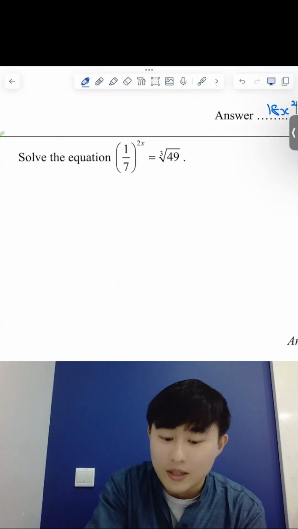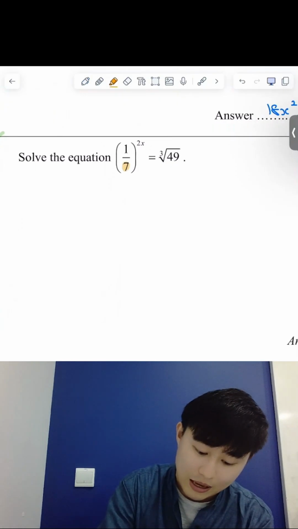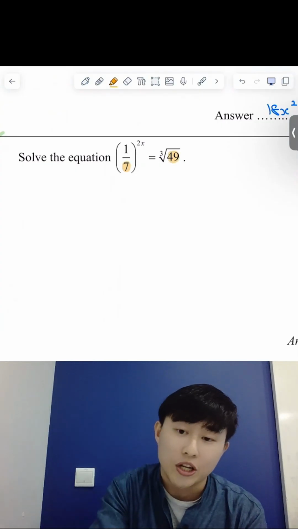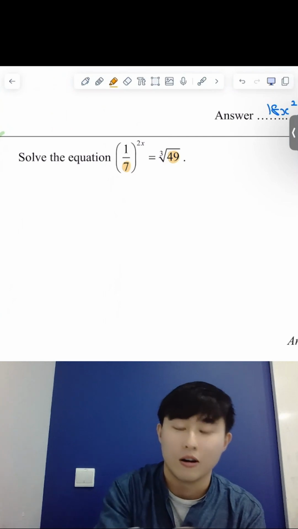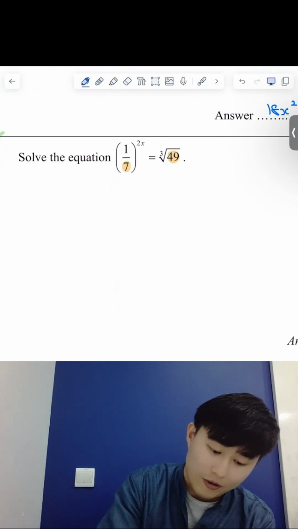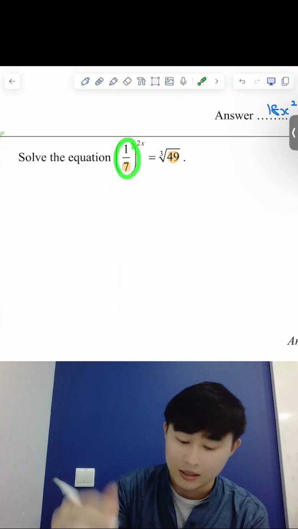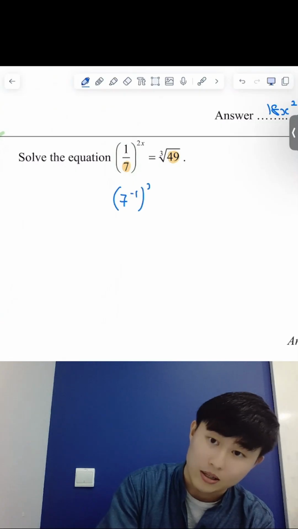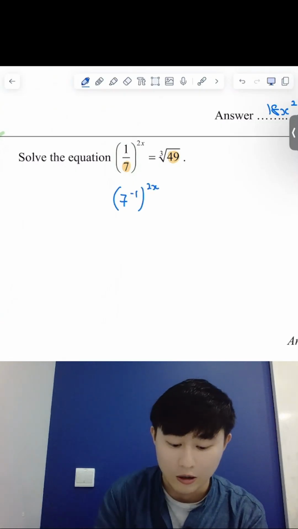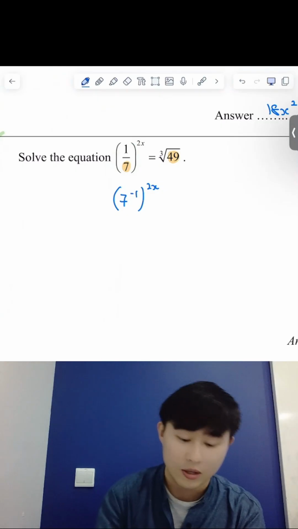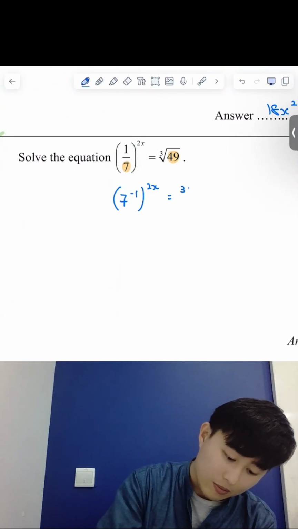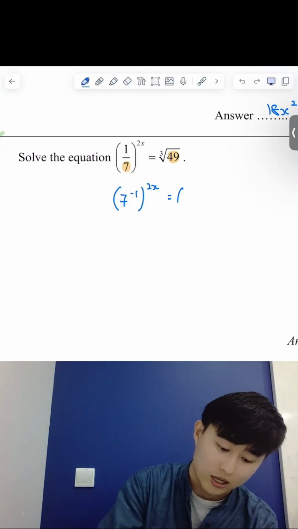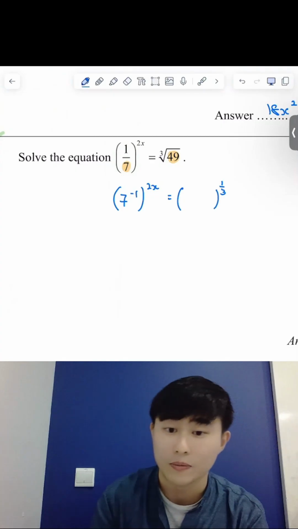So what I'm going to do over here is, you notice the numbers 7 and 49. They are related. So what I'm going to do is this. I'm going to change everything to 7 to the power of something. So first of all, I have a 1/7. As a Sec 3, Sec 4 student, you should know this. This is 7 to the power of minus 1, with the power of 2x still maintained on the outside. I'm going to go on. This is my cube root. But if you are fast, actually, you should know that cube root is actually just your power of 1/3.